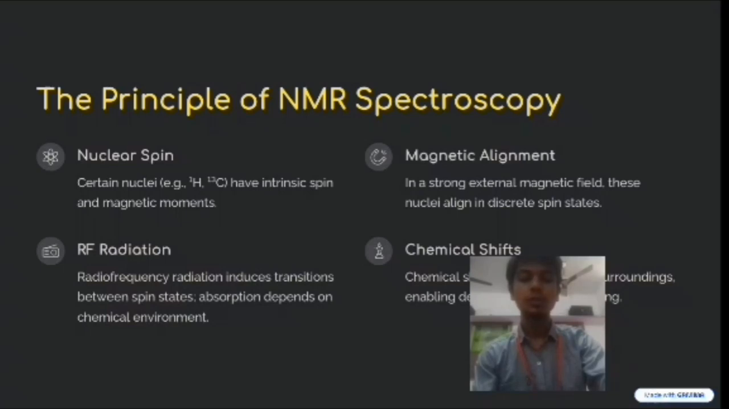When a sample is placed in a strong external magnetic field, these tiny magnet-like nuclei align. When the sample is exposed to radio frequency waves, the nuclei absorb energy and jump from the lower energy state to the higher energy state. After absorbing energy, the nuclei return to their original state and release the absorbed energy. This released energy is detected and converted to an NMR spectrum.